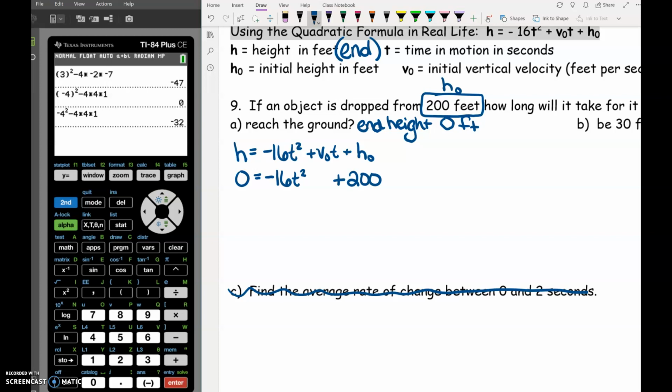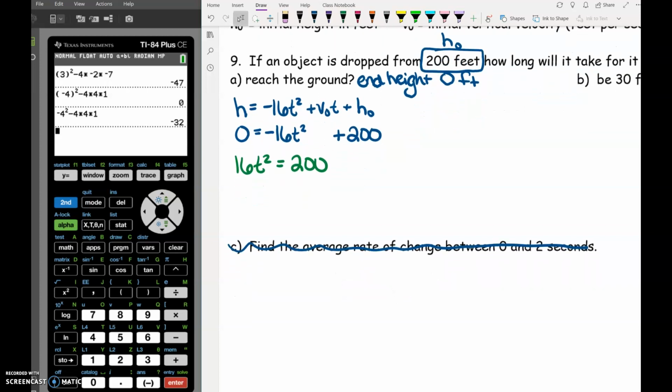Do you notice that all we have is t squared? There's no t. That means we don't have to use the quadratic formula. We can add 16t squared to both sides. How do we get t squared completely by itself? Divide by 16.